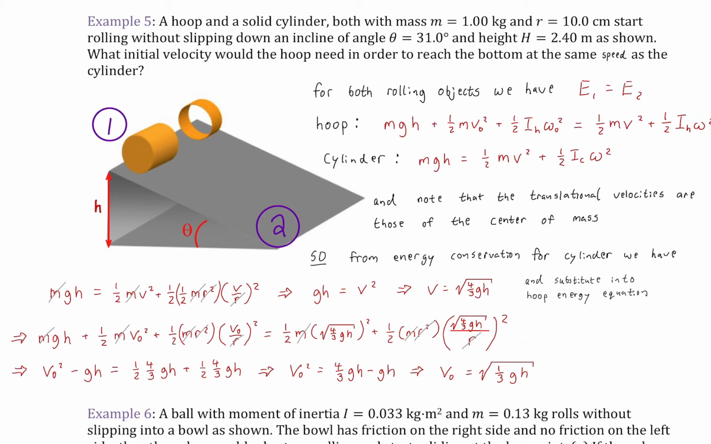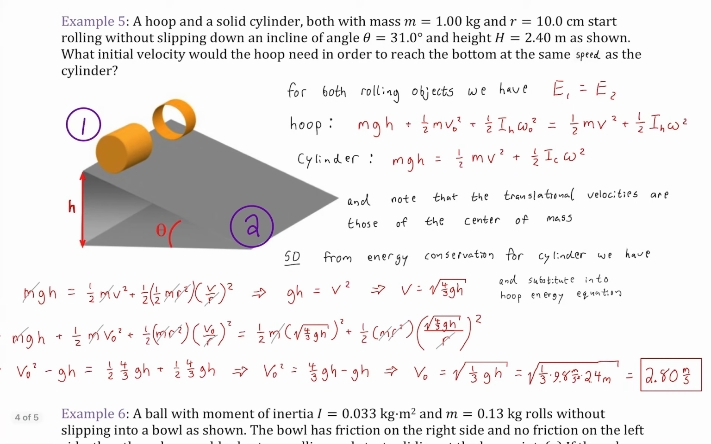That's the initial velocity that the hoop needs in order to reach the bottom at the same speed as the cylinder, because otherwise it would be slower because it has a greater moment of inertia, which means it's more sluggish, which means it accelerates slower, which means that by the time it gets to the bottom, it would have less energy, okay? All right, so there we go.